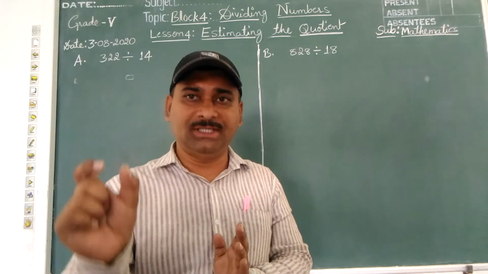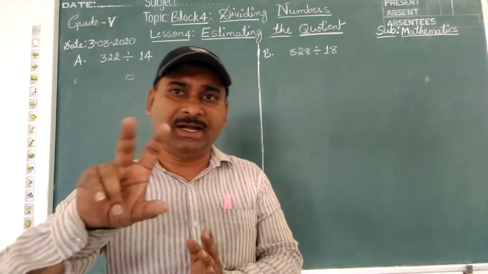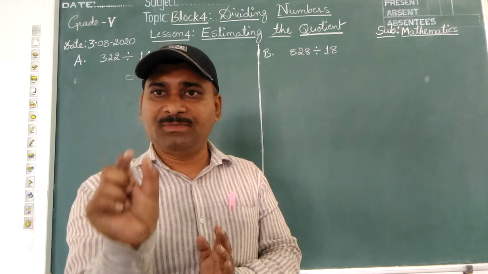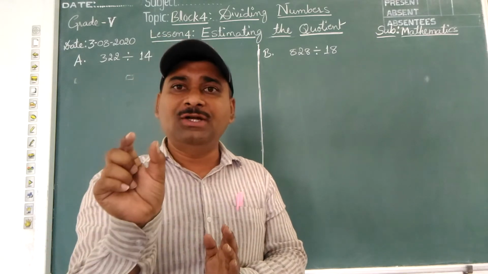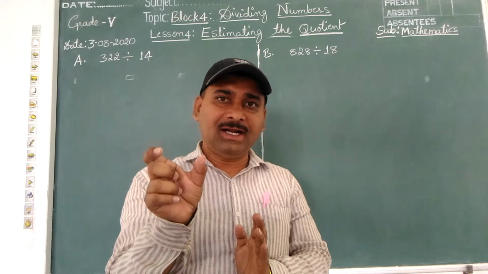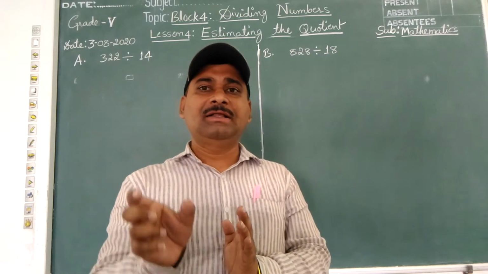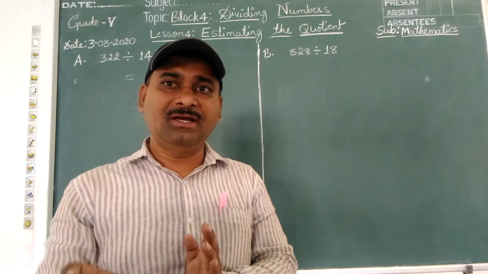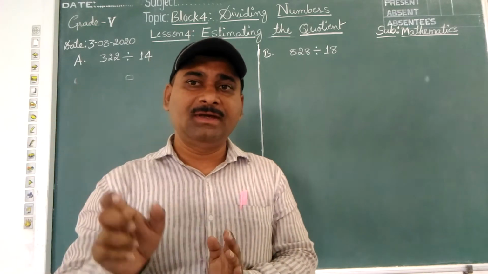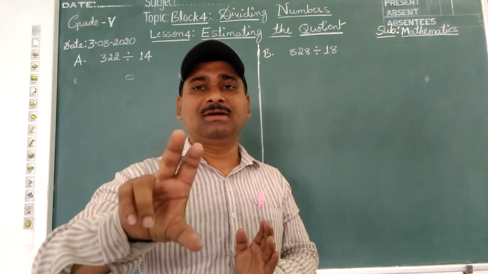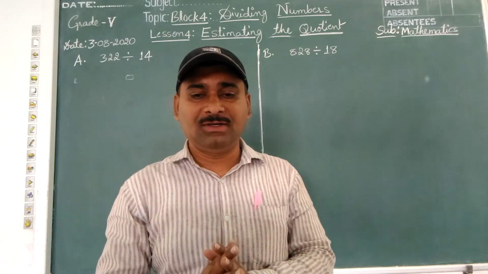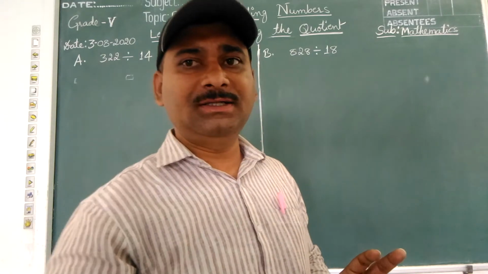Multiply divisor and quotient and you will get the product. To that answer, you add the remainder. After adding the remainder, that answer will be equal to the dividend. If it is equal, then only you are correct. Otherwise, you are wrong. Okay, these 3 lessons we have learned.